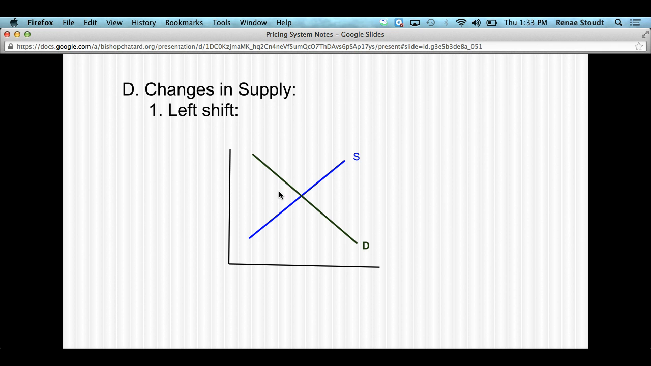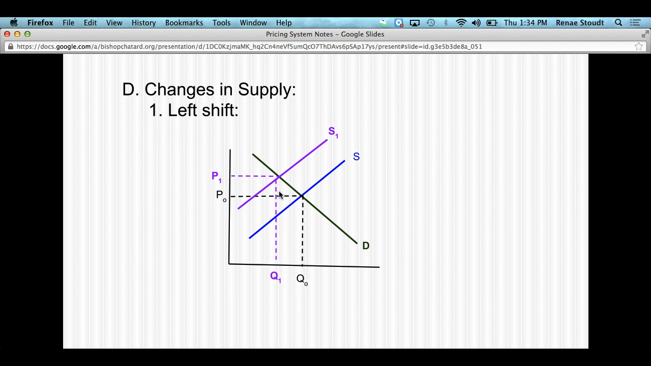So here is our original supply and demand curve, here's our original equilibrium price, here's our original equilibrium quantity. Now we have companies going out of business, so that's not good, because then our supply curve shifts to the left, and now we have a new equilibrium where our new supply curve intersects our old demand curve.